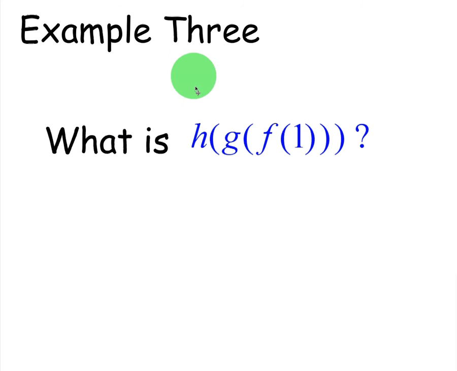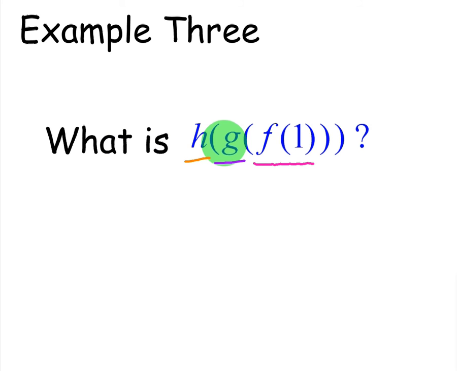Alright, example 3. Let's read this together: h of g of f of 1. So we have 3 layers. Again, you always want to focus on the inside first. Our first function is f of 1. Then the next function is g, so that'd be the middle layer. And then, let's use orange, the outside layer is h.